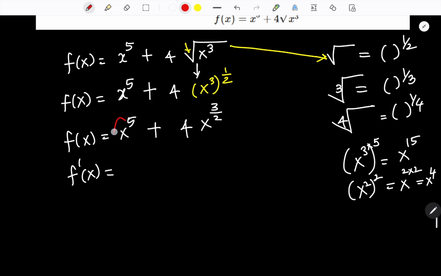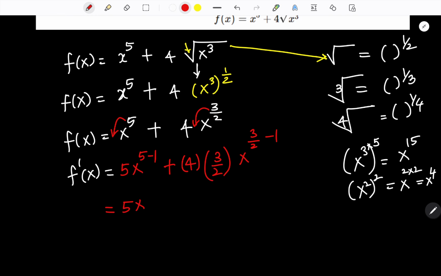So let's go for the first derivative. 5 will come here, x to the power of 5 minus 1. 4 is here, 3 by 2 will come here, x to the power of 3 by 2 minus 1. So this is equal to 5x to the power of 5 minus 1, which is 4, plus, this 2 gets cancelled with this 4, so 2 multiplied by 3 is 6, x to the power of 3 by 2 minus 1.